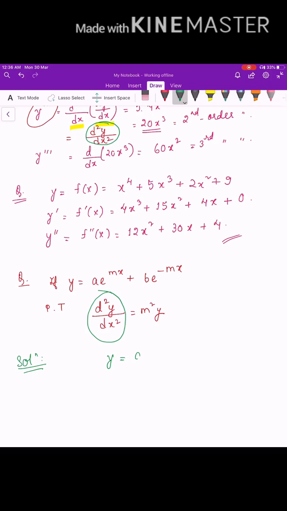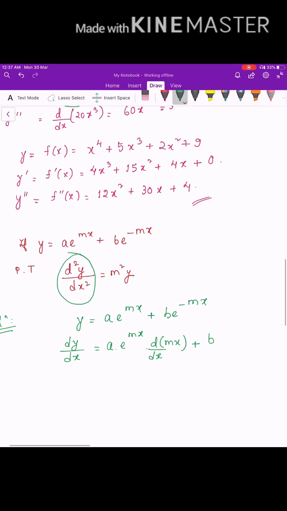Y is equal to a into e to the power mx plus b into e to the power minus mx. If I find the first order derivative, that is dy by dx, constant as it is now, if I differentiate e to the power mx, what do I get? E to the power mx. Chain rule, this is not x, this is mx. So I'll have to differentiate mx again with respect to x, right?